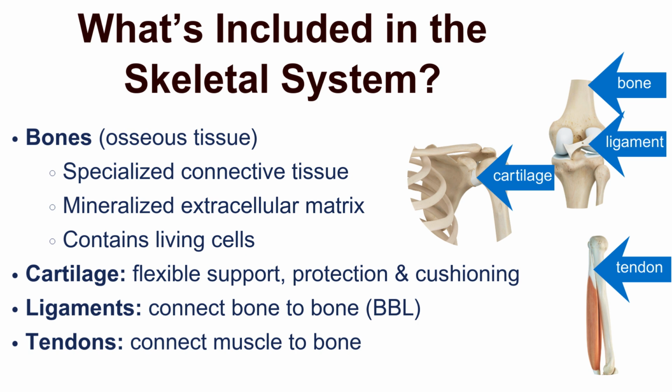So what exactly is included in the skeletal system? First, we have bones, also called osseous tissue. Remember that connective tissue is made of cells and lots of extracellular matrix. In bone, that matrix is hard and calcified, and the tissue still contains living cells. The skeletal system also includes cartilage, which provides flexible support, protection, and cushioning in areas where movement is needed.